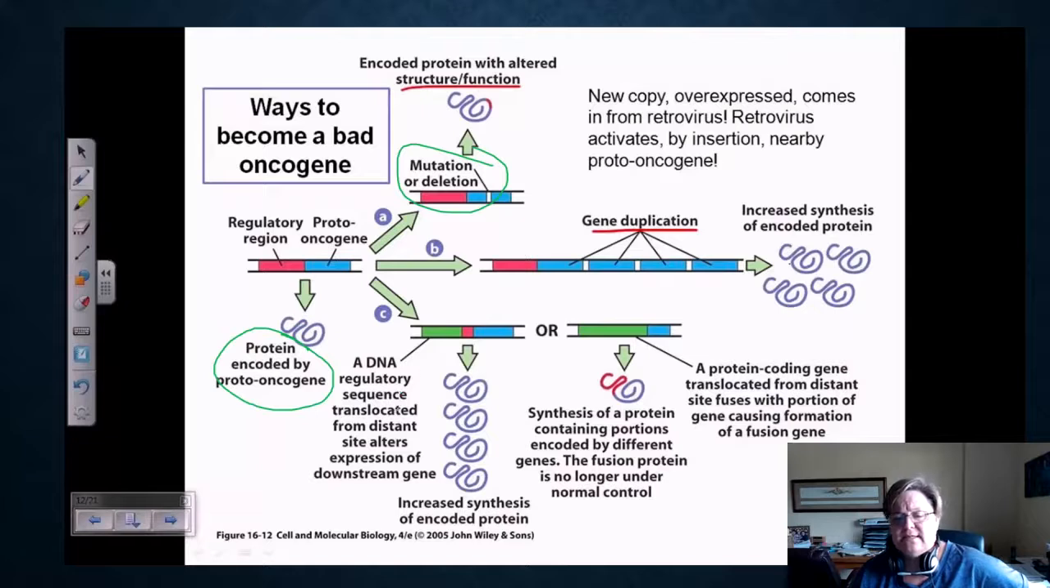We can then see that the DNA sequence is then changed and translocated from different sites, and it alters how that gene works as it moves down the pipeline. We'll see synthesis of that protein, and fusion of the protein is no longer under control. And so that protein coding gene fuses with portions of the gene that causes this formation.